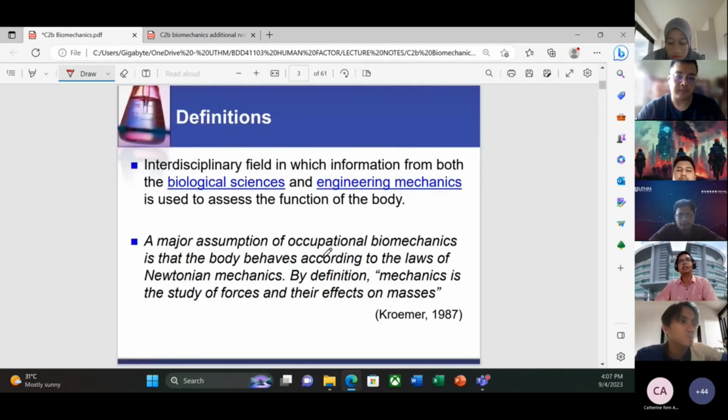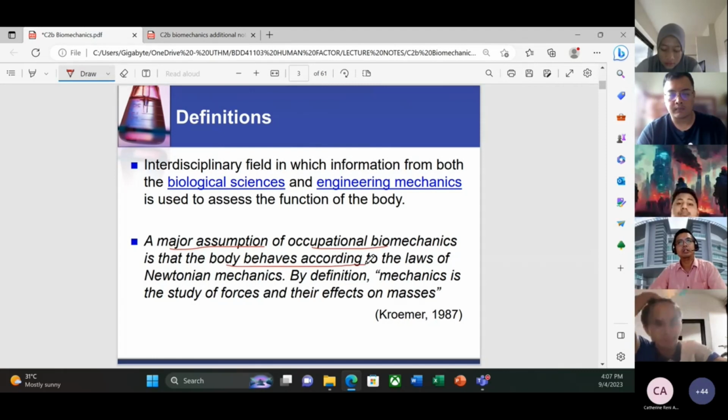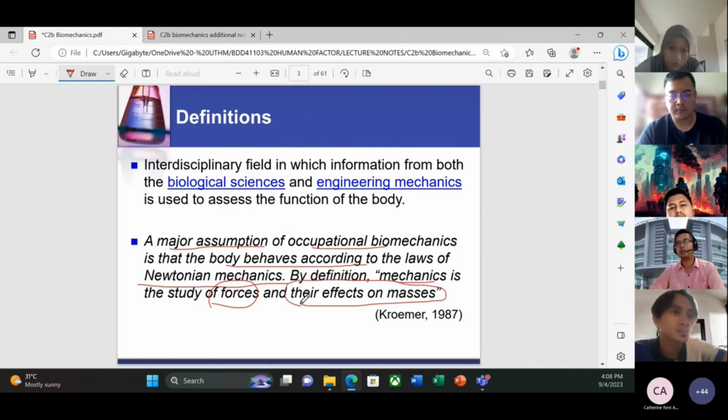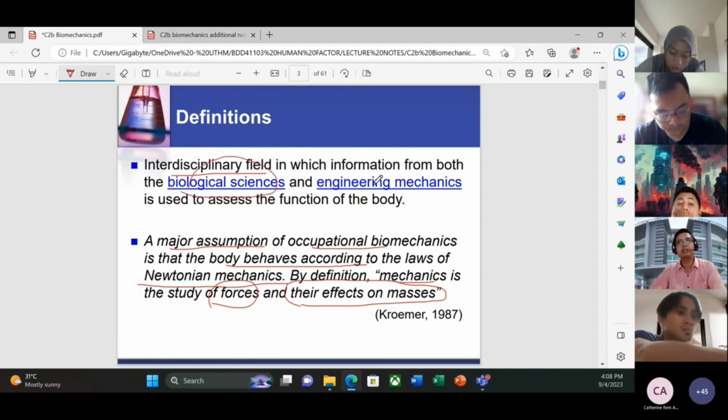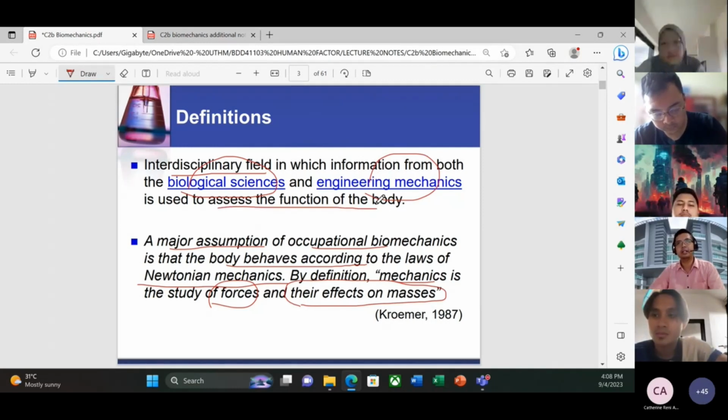And then, looking at the definition by Chaffin in 1987, a major assumption of occupational biomechanics is that the body behaves according to the laws of Newtonian mechanics. By definition, mechanics is the study of forces and their effect on mass. That's why we also have Newton's first law, second law, third law, and other things. Biomechanics is an interdisciplinary field in which information from biological science is brought together with engineering mechanics in order to assess the function of the body. So we can say it is a combination of biological science and engineering mechanics. That's why we call it biomechanics.